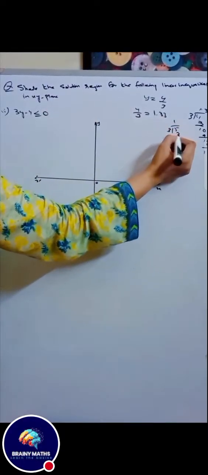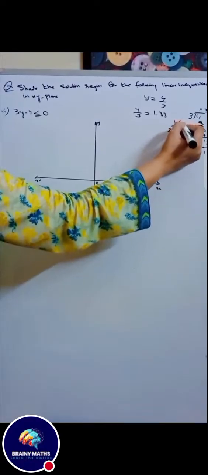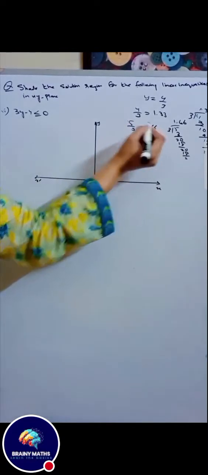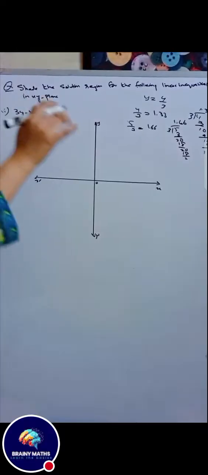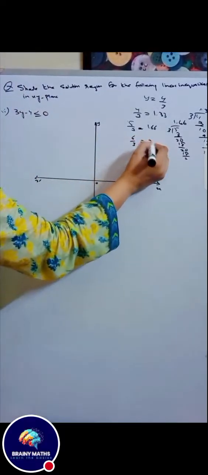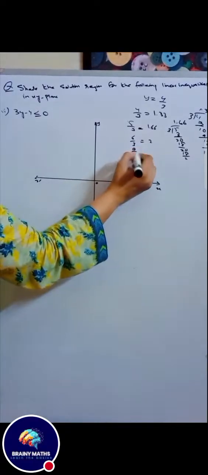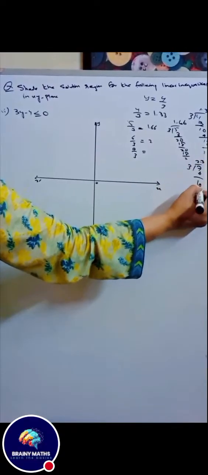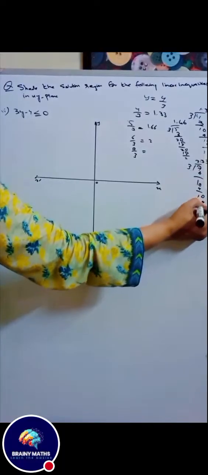5 divided by 3: 3 ones are 3, remainder 2, 3 6s are 18, and so on. So we can say that 5 by 3 means 1.66. Next is 6 by 3. It must be 2. Now last is 7 by 3. So 7 divided by 3: 3 2s are 6, remainder 1, 3 3s are 9, and so on. So this must be 2.33.